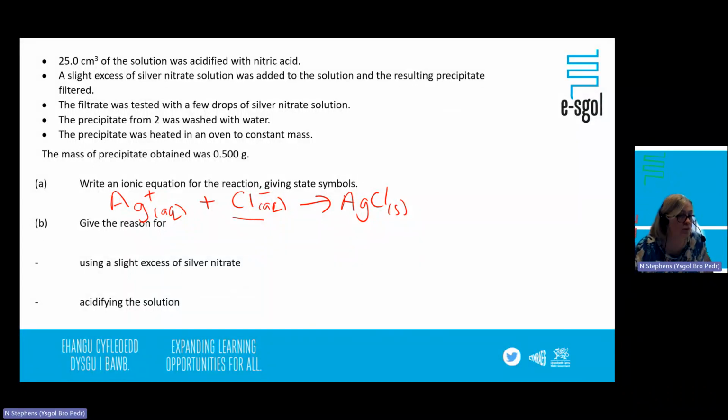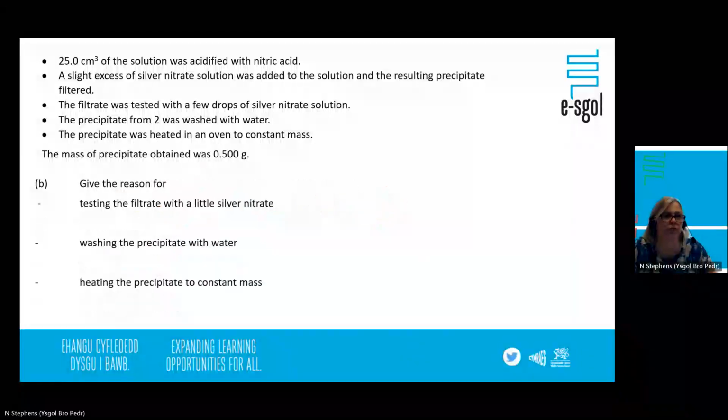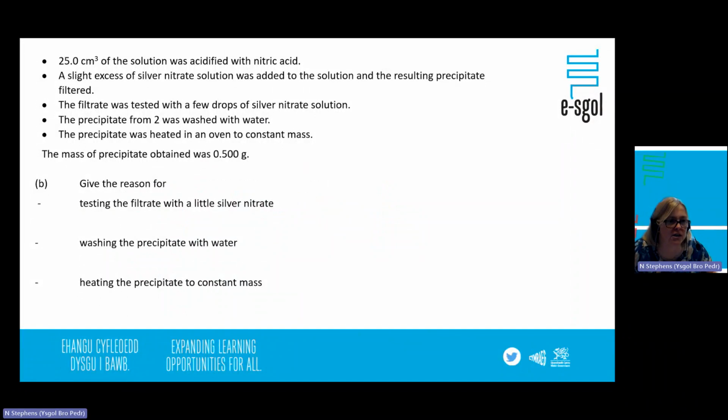Okay, why would you acidify the solution? Well, the main purpose of acidifying it is to make sure that you have no other silver products, really. So it's to stop any further silver salts being precipitated out. That's the purpose of acidifying it. It then went on to ask you further questions on the method and the logic of certain steps. So why would they test a filtrate with a little silver nitrate?